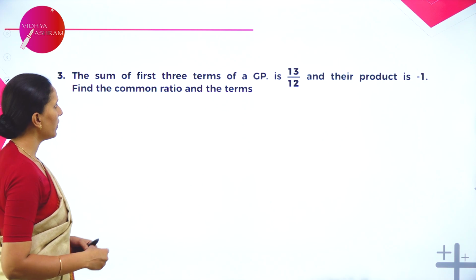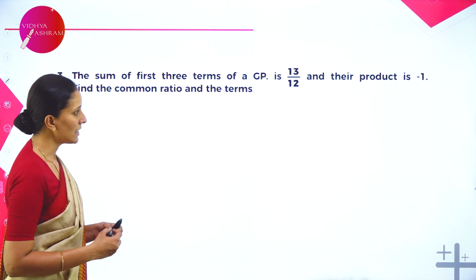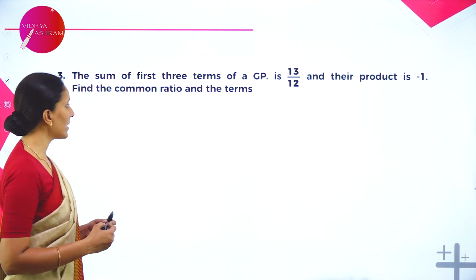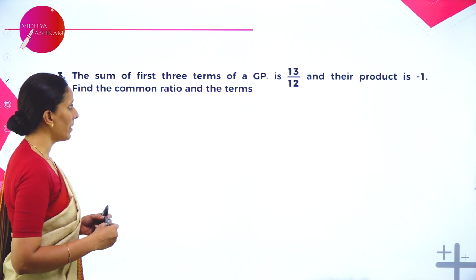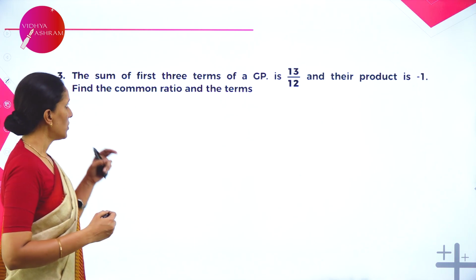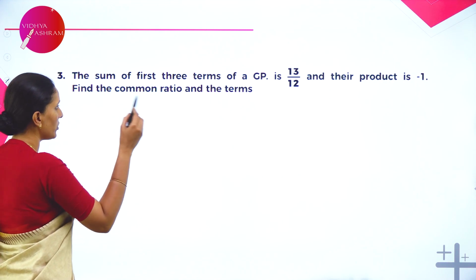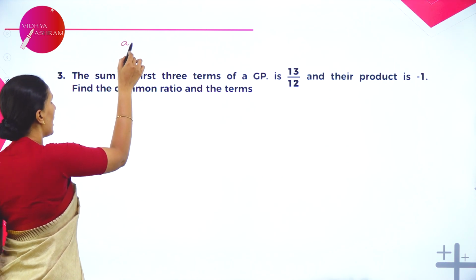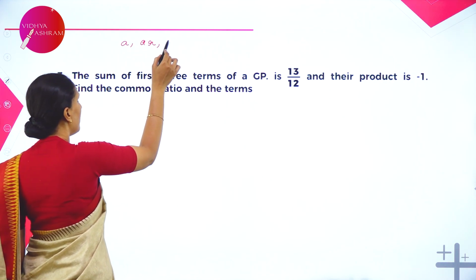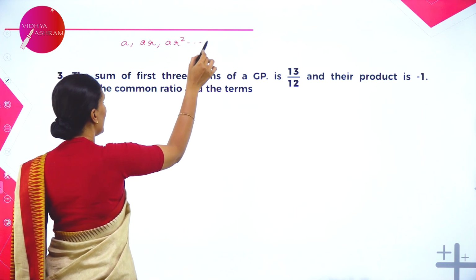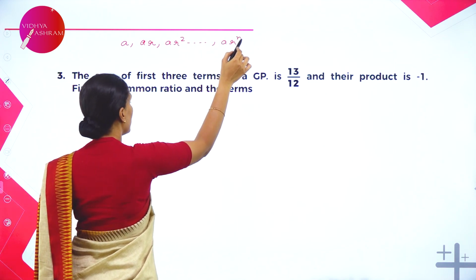Next, the sum of the first 3 terms of a GP is 13 by 12 and their product is minus 1. Find the common ratio and the terms. So here the first 5 terms of a GP. Generally the terms of GP are a, ar, ar square, and the last term is ar to the power n minus 1.